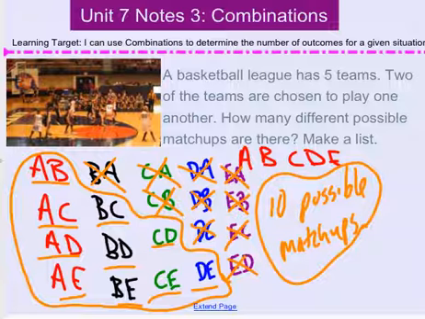So we're working on this combination. It's new. The order doesn't matter. The game just has to be played. It doesn't matter in what scenario. So how many different possible matchups? There's 10 different ones. So in permutation, the order matters. And in combinations, the order is not going to matter.